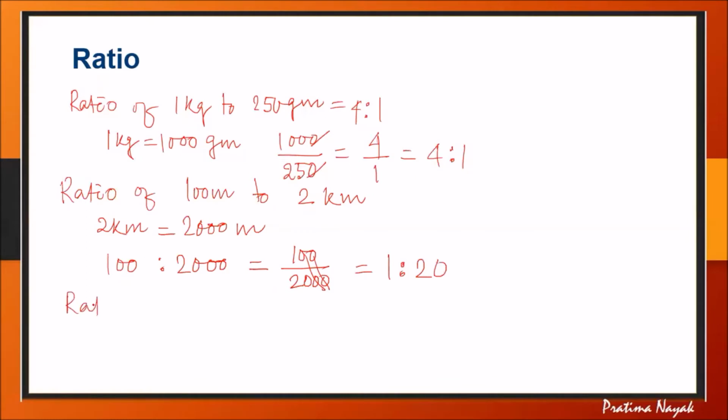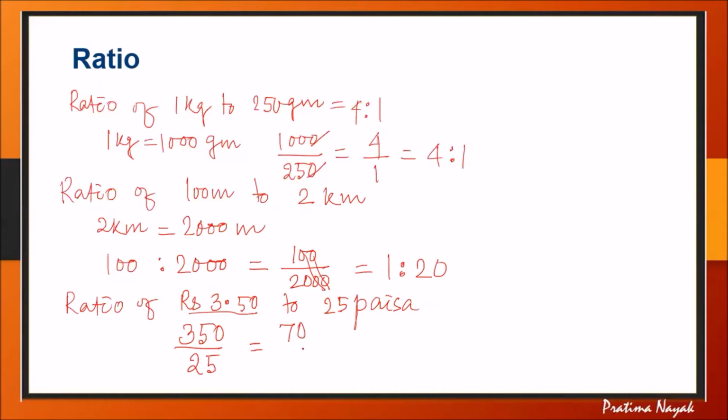Ratio of 3 rupees 50 paisa to 25 paisa. We need this ratio, so I'll convert the rupees into paisa. It will be 350 upon 25. Now cancel with 5. It will be 70 and 5. It will be 14:1. So in this way we have to write.